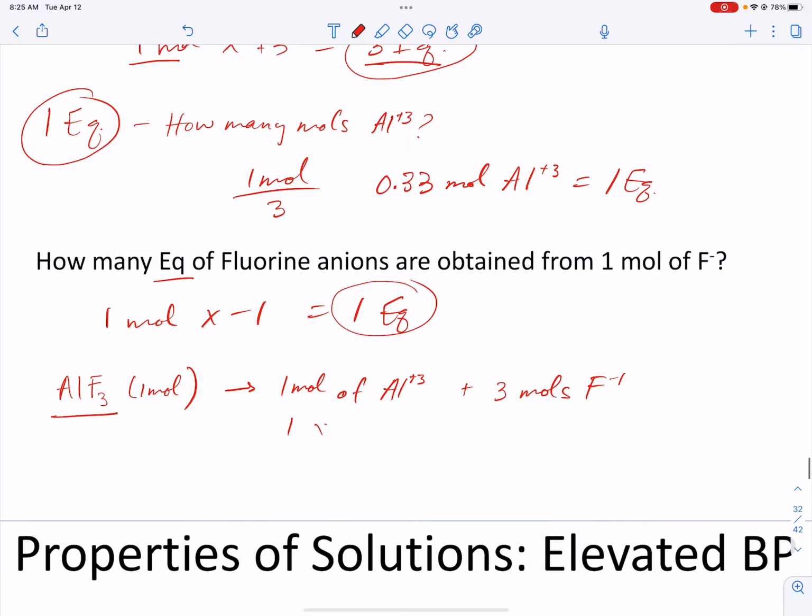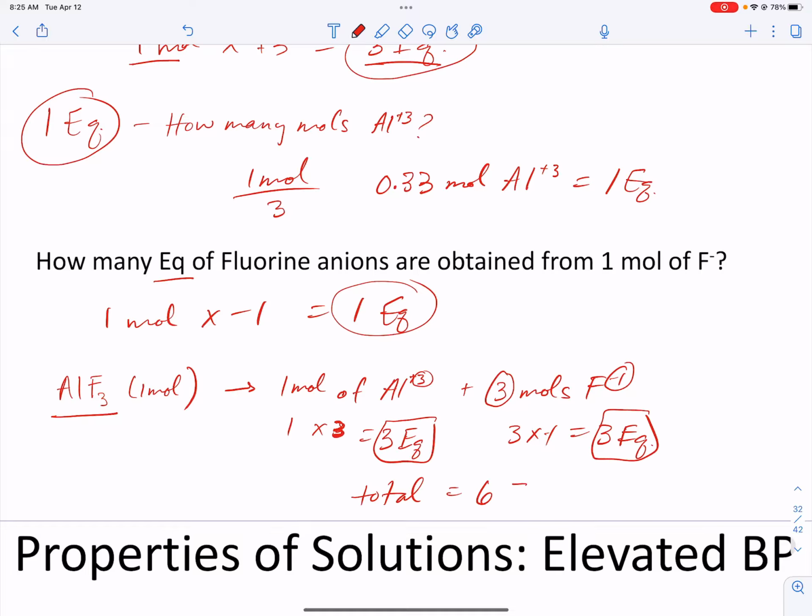You would do 1 times the charge. That's a weird 3. Okay? And that would be 3 equivalents just from your cations. And then you do 3 times the -1, which is not -3 equivalents. Really, you're just looking at the number here, which would be 3 more equivalents. So total, I would have 6: 3, and another 3 for my anions, 6 equivalents.